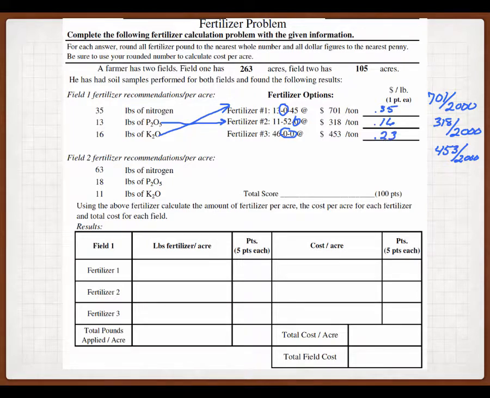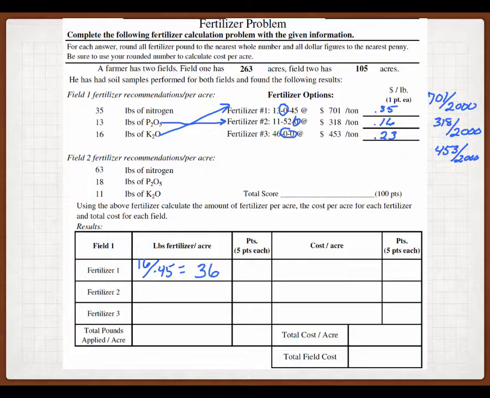So now that we have our price per pound, we move down. The next one, we're looking at a need of 16 pounds. So we need 16 pounds. Our fertilizer says 13-0-45, so we're going to divide that by 45.45, and that's going to give us 35.56, and the instructions at the top tell us to round that, so 35.56 rounds out to 36.